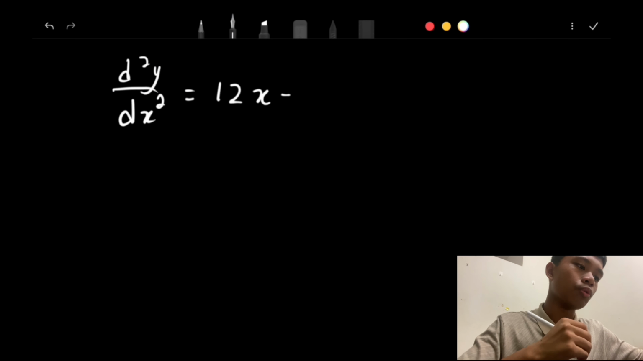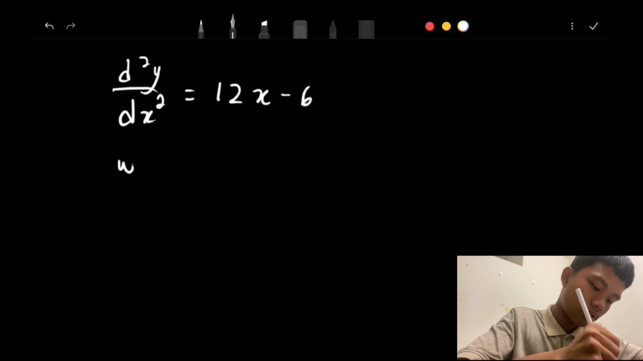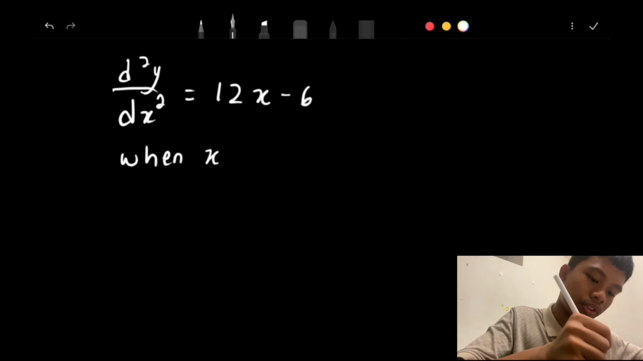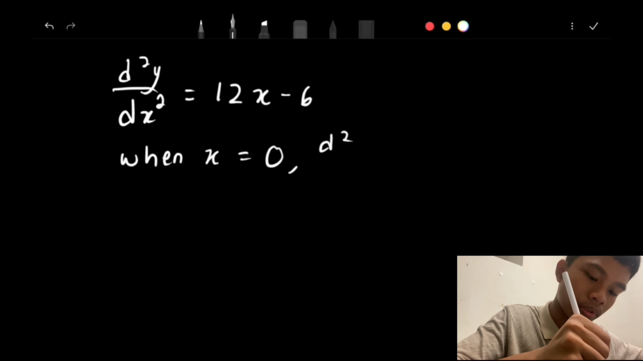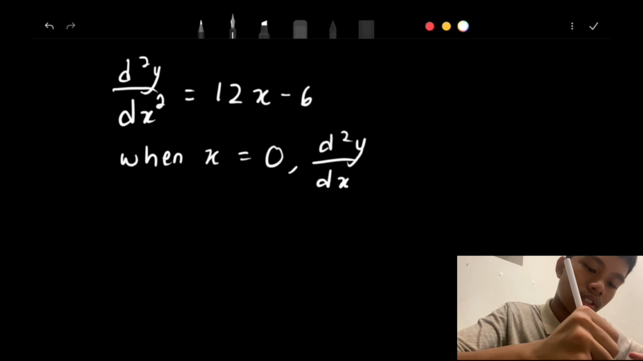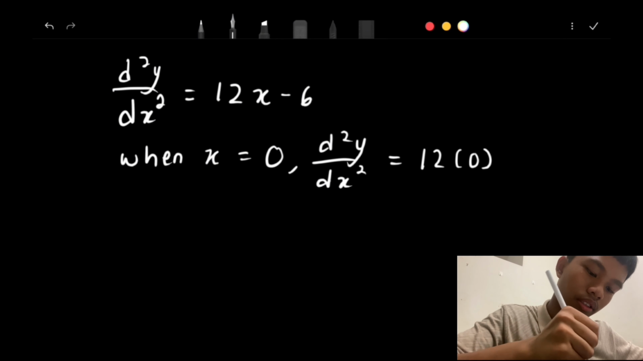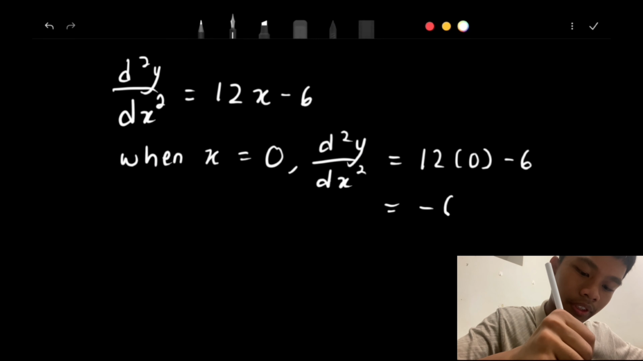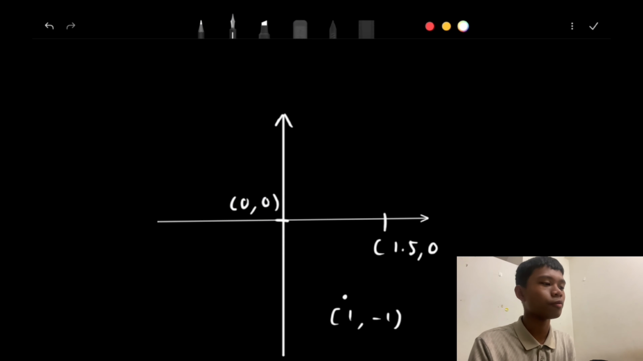So the nature of any stationary points that I get is, d squared y over dx squared equals 12x minus 6. So when x equals 0, d squared y over dx squared equals 12 times 0 minus 6. So the answer will be negative 6, which is less than 0. For the final step, we have to plot the graph.